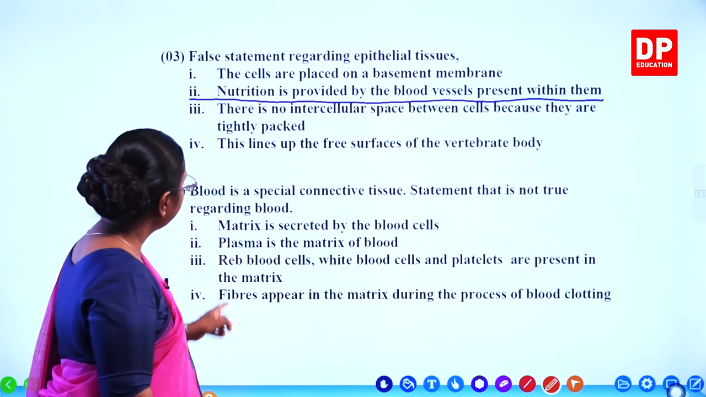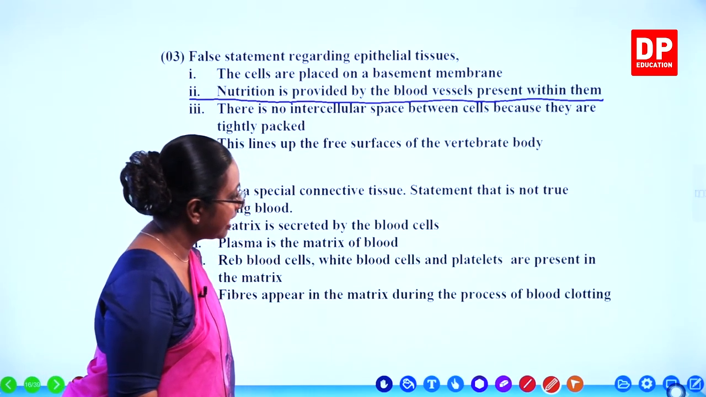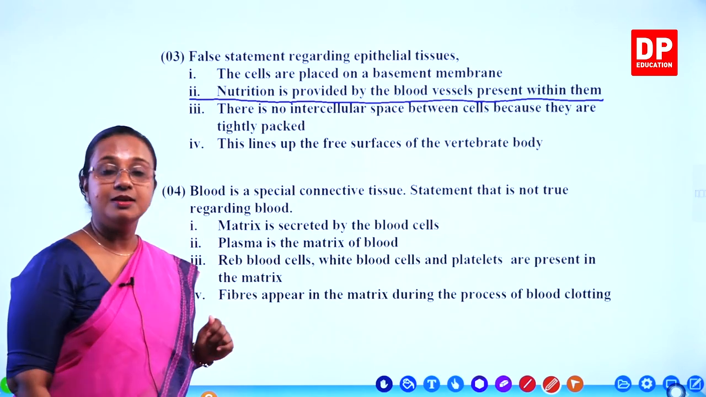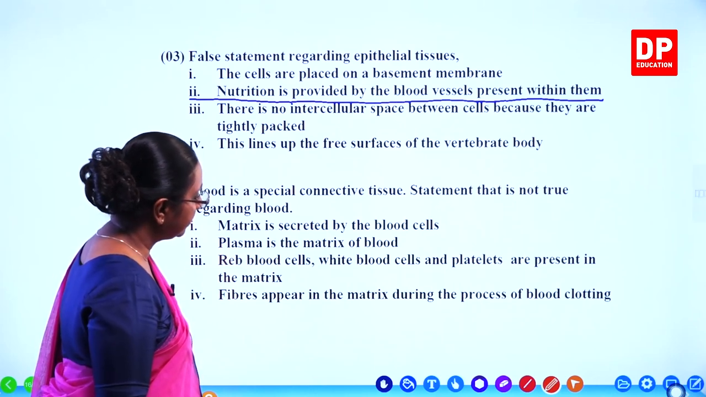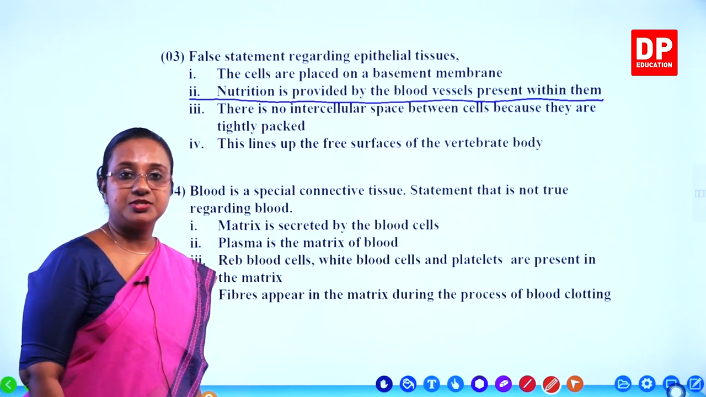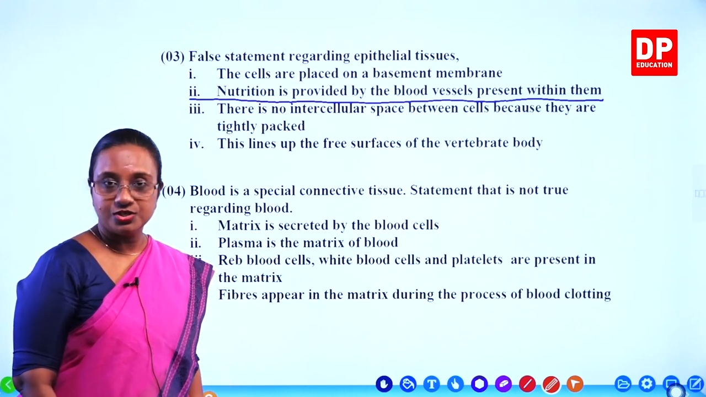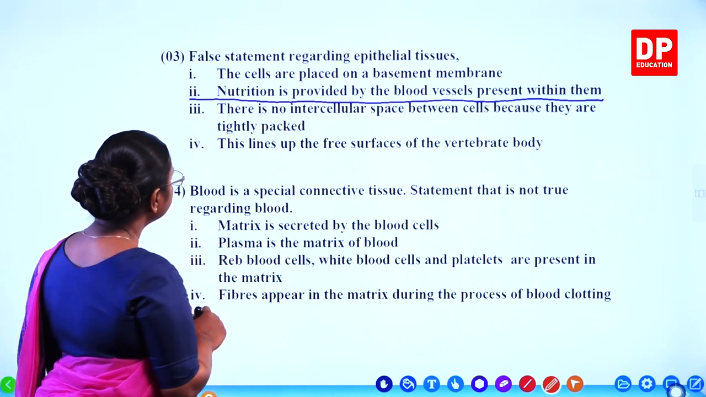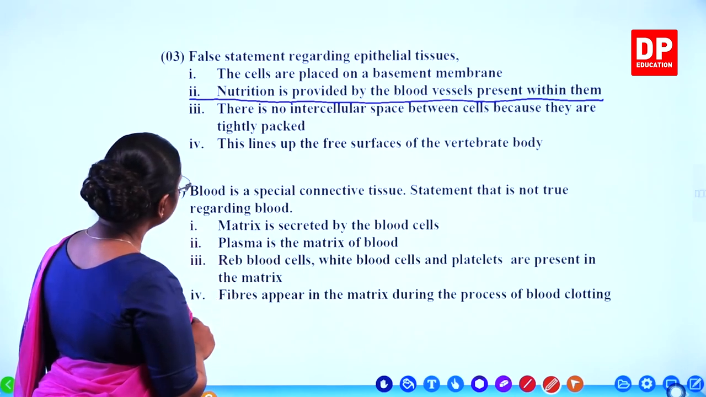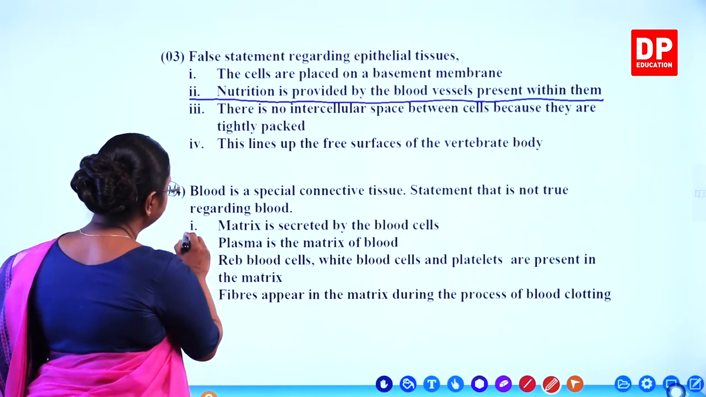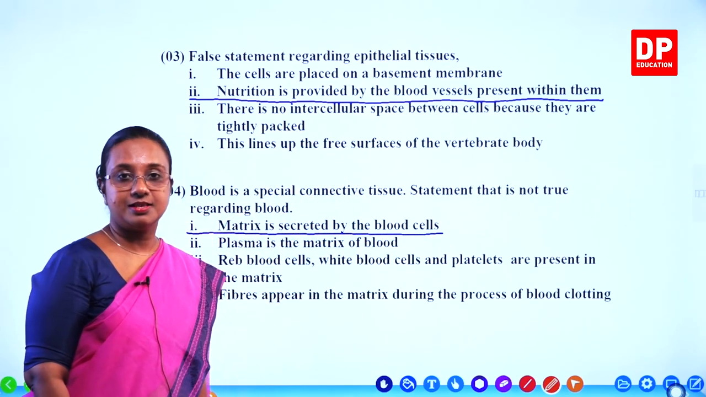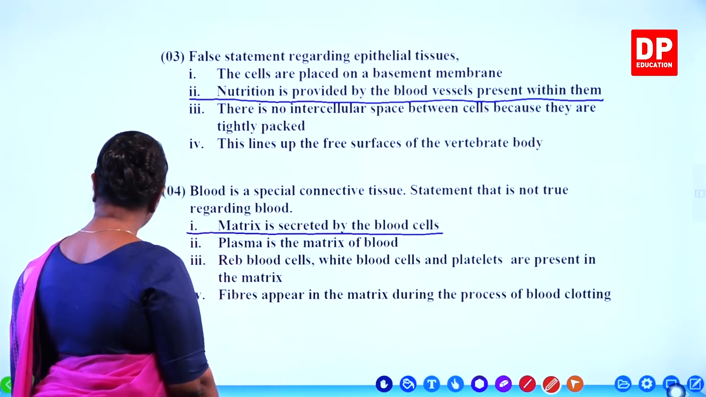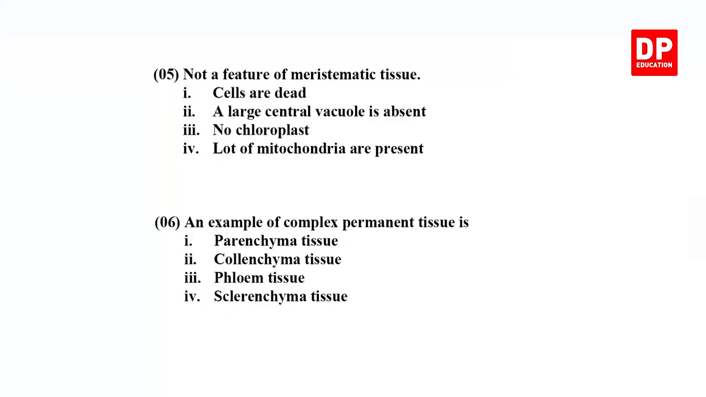That is correct. Red blood cells, white blood cells and platelets are present in the matrix. That is also correct. Fibers appear in the matrix during the process of blood clotting. That is also correct. So the statement that is not true regarding blood is the first one. Matrix is secreted by the blood cells. Now the next question. Not a feature of meristematic tissue.